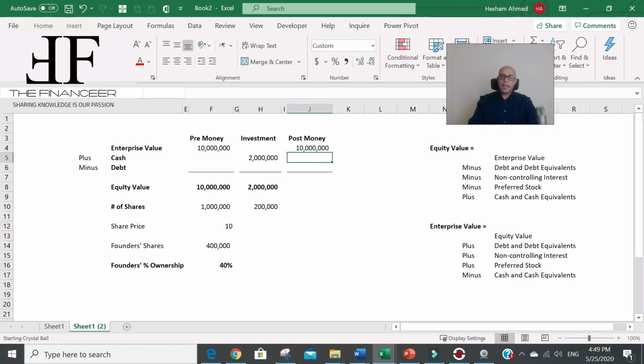And the cash will be increased by 2 million. And the debt, now that we have... So how much is the equity value? The equity value will be 10 plus 2 million. So the equity value will be 12 million.